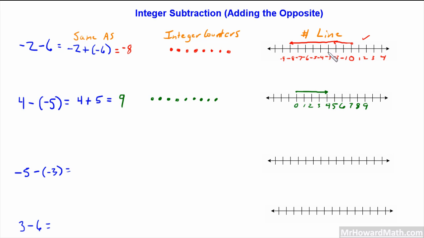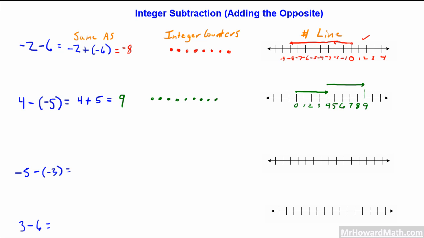Then we need to go, and up here I just continued on the same line. We'll do it separately so it shows up better. We're now at 4. We need to go 5 more. 1, 2, 3, 4, 5 in the positive direction. Gets us to positive 9, which is the answer. Okay? Alright, let's do another one.